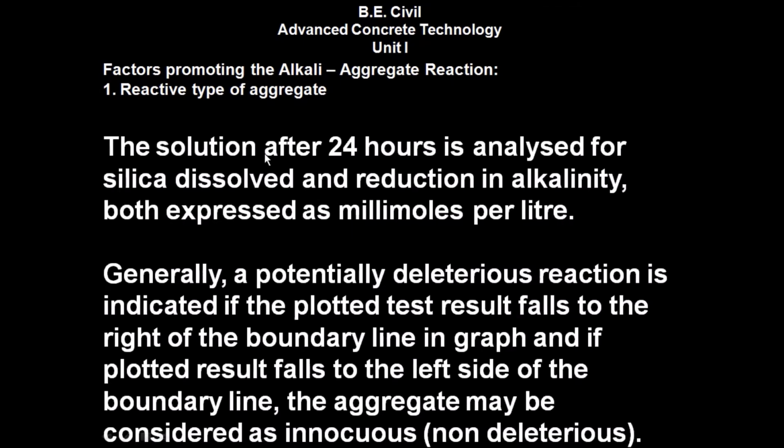The solution after 24 hours is analyzed for silica dissolved and reduction in alkalinity, both expressed as millimoles per liter. This is the unit. Generally, a potentially deleterious reaction is indicated if the plotted test results fall on the right side of the boundary line in the graph, and if plotted results fall on the left side of the boundary line, the aggregate may be considered as innocuous or non-deleterious.